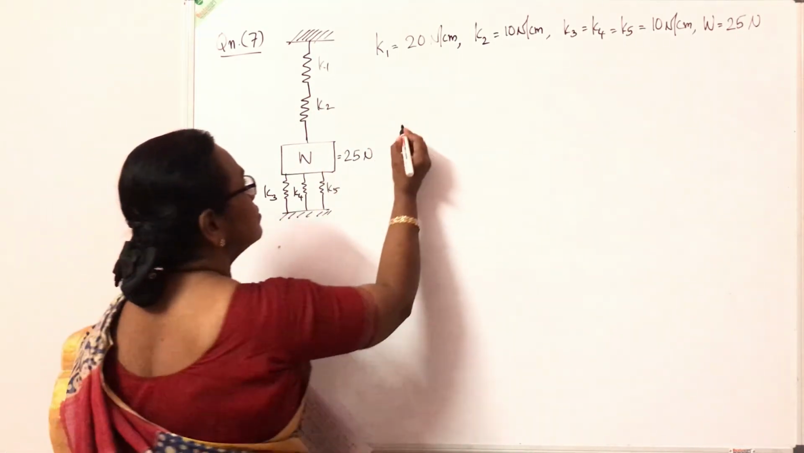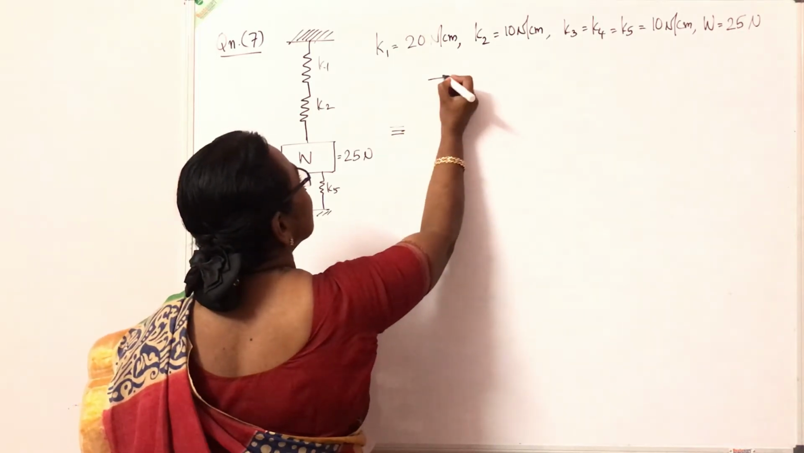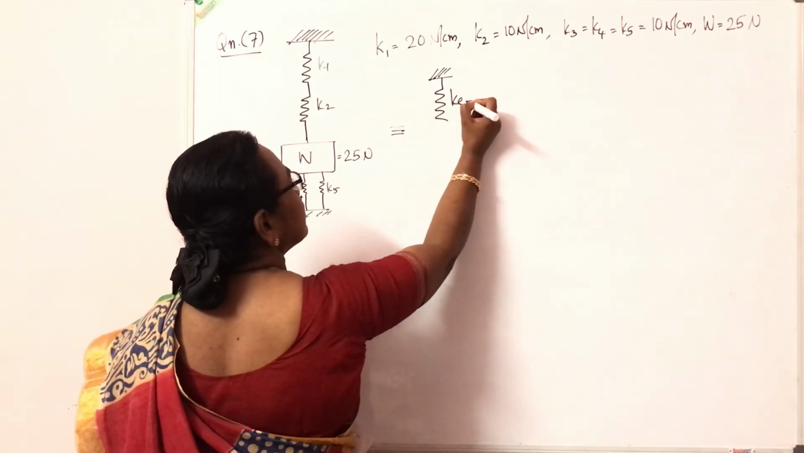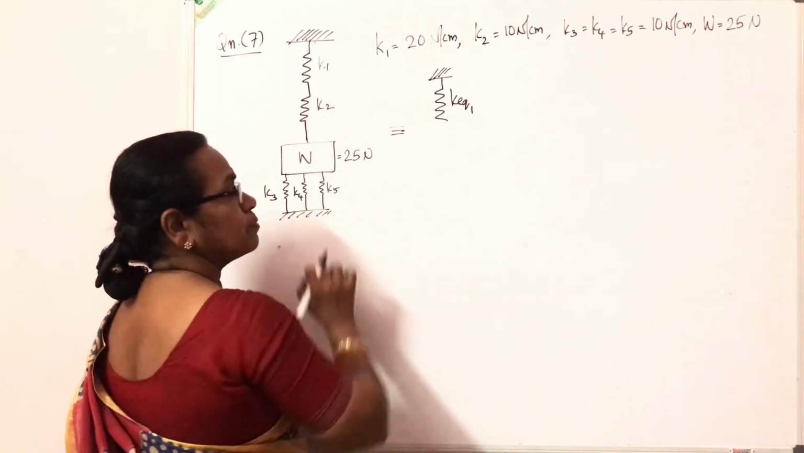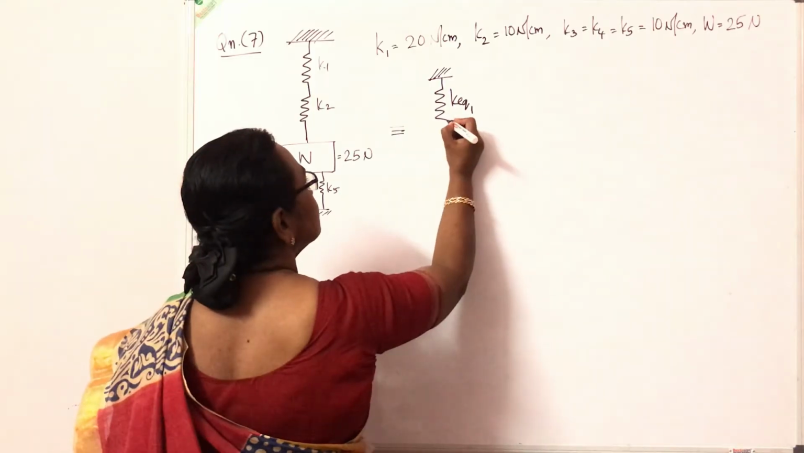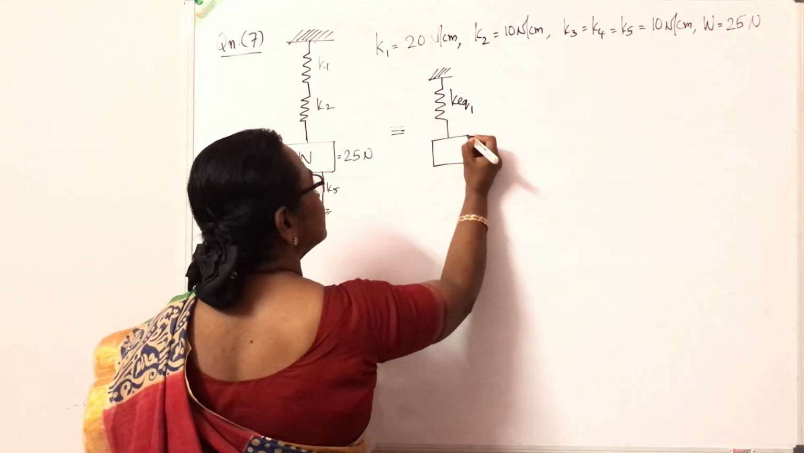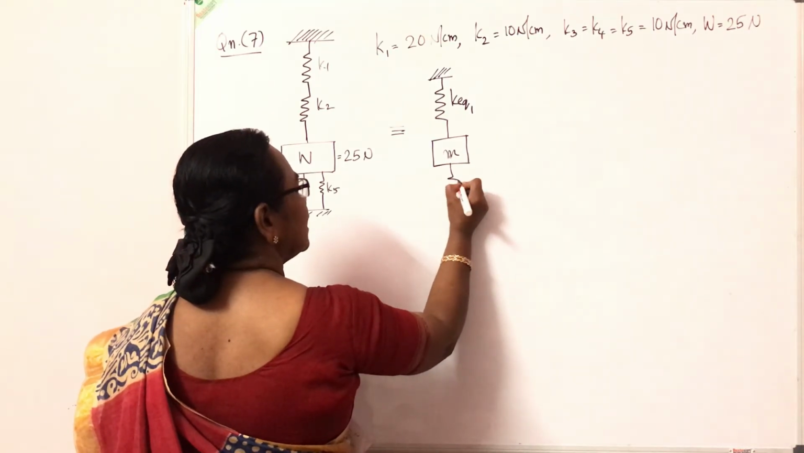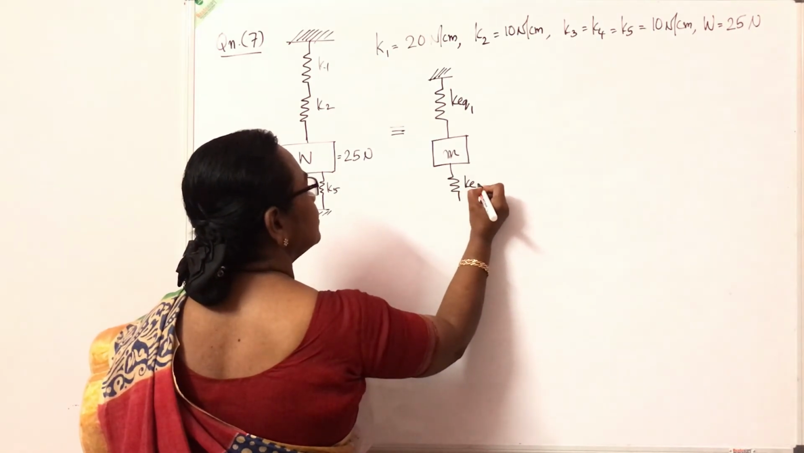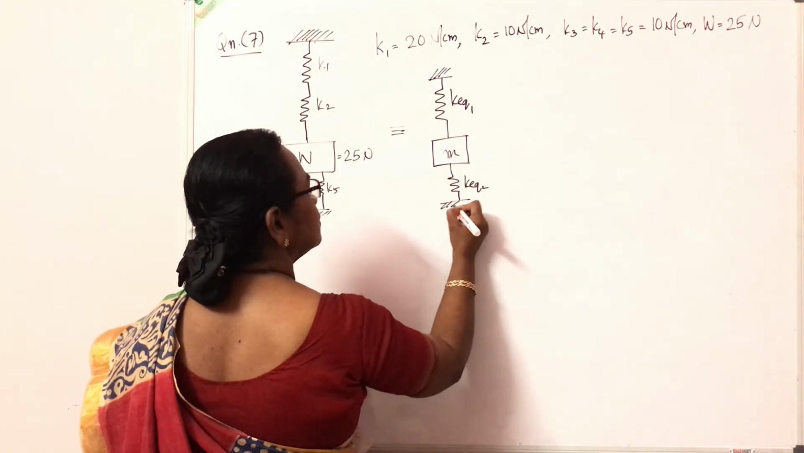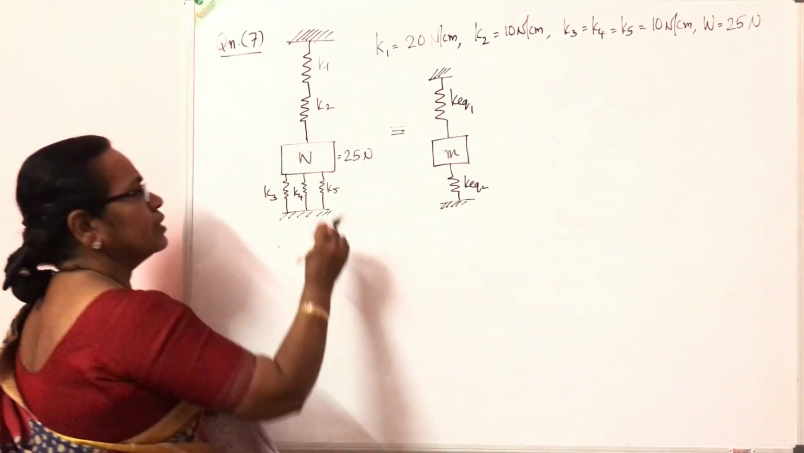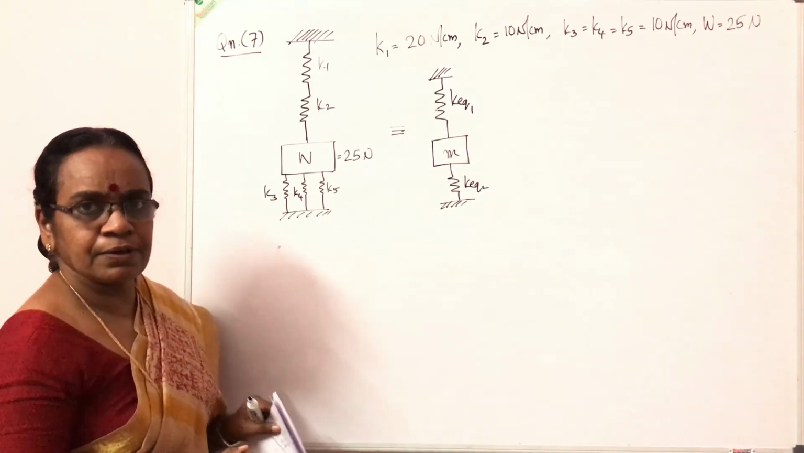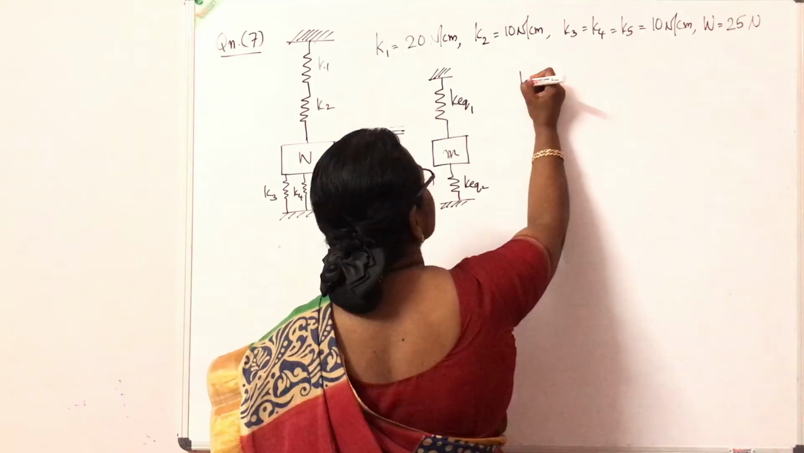So we can replace this system by one equivalent spring corresponding to K1 and K2. To this, the mass is attached. And there is another equivalent spring, equivalent to K3, K4, K5, and it is fixed here. So we can replace these 2 by one spring and those 3 by another spring. So let us consider the top spring.